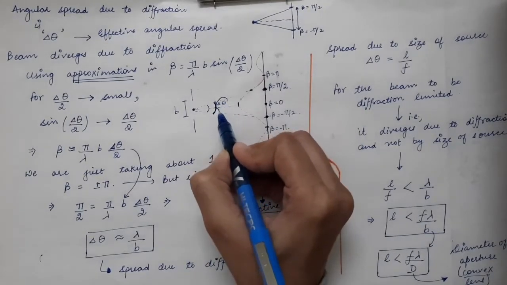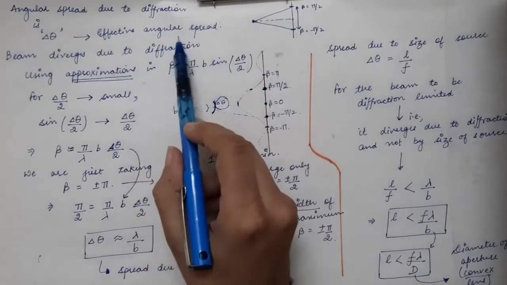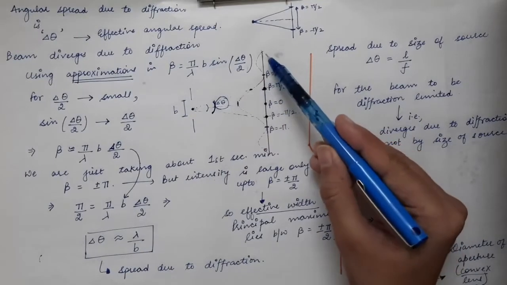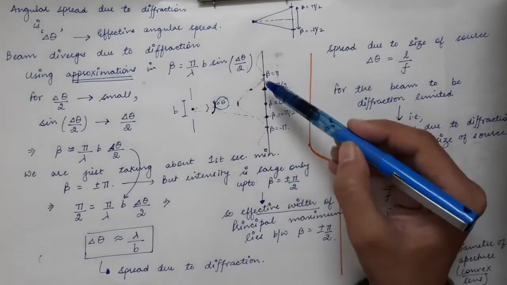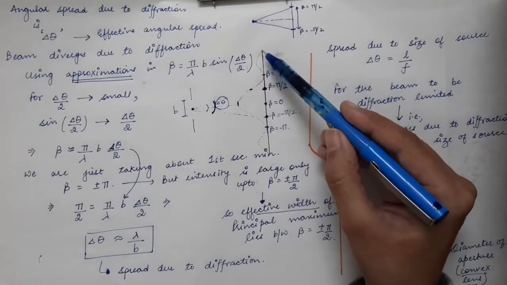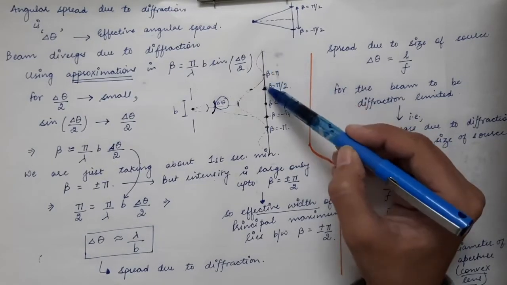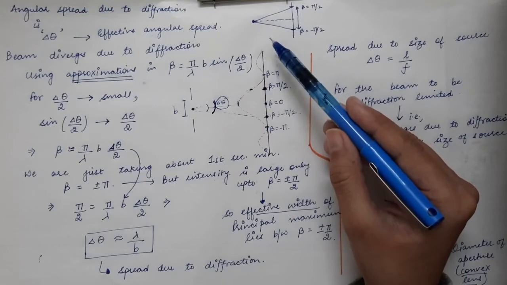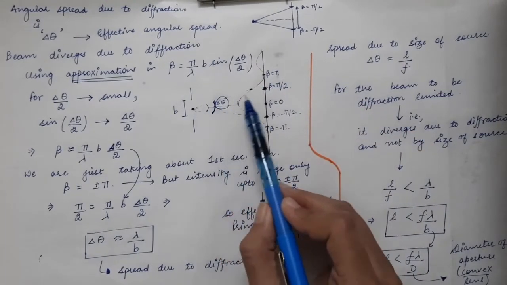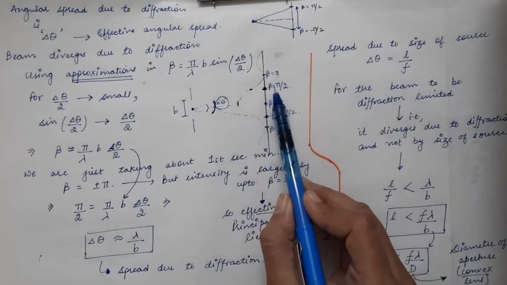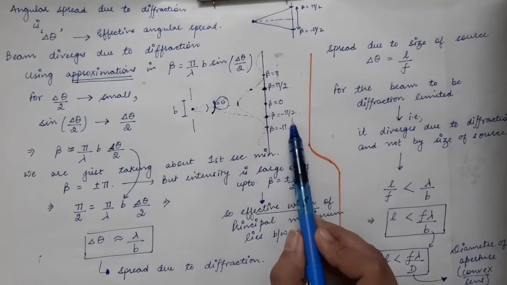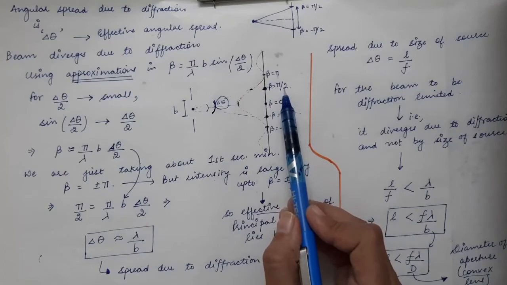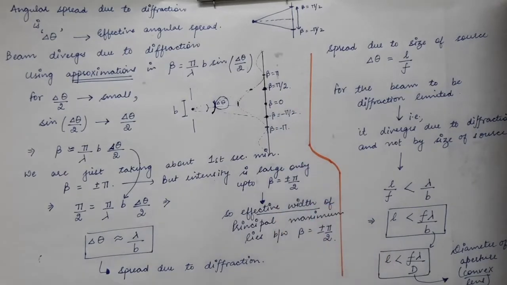So this will be called the effective angular spread, and after beta is equal to pi by 2 and below beta is equal to minus pi by 2, the intensities are very small. So we can ignore those intensities. So we can say that the beam gets diverged effectively up to beta is equal to pi by 2 and beta is equal to minus pi by 2. So now we are going to consider only beta is equal to plus minus pi by 2.